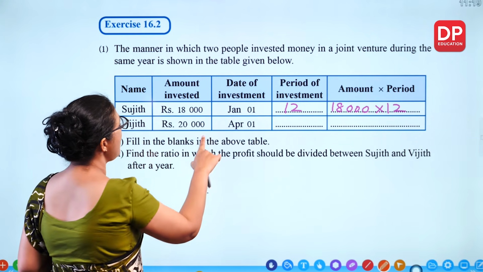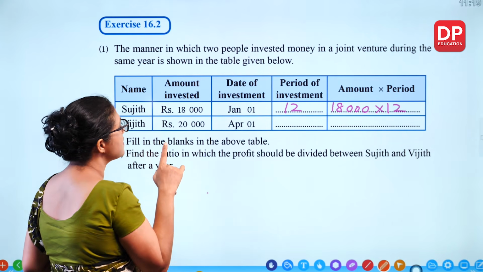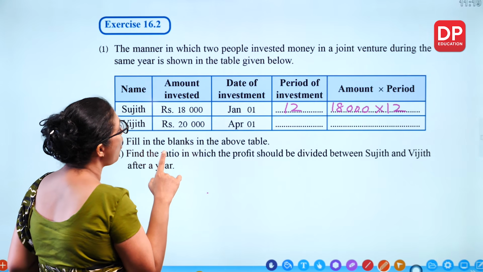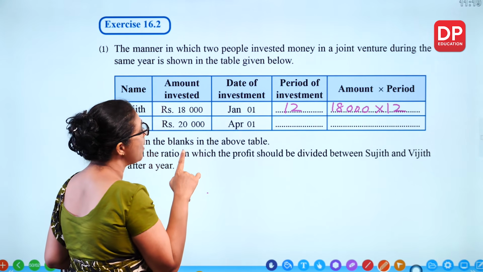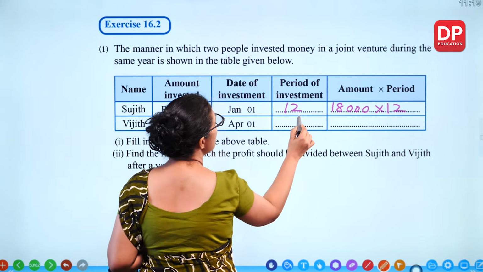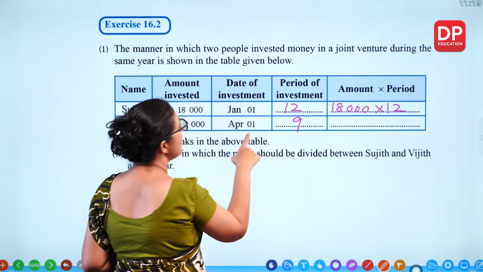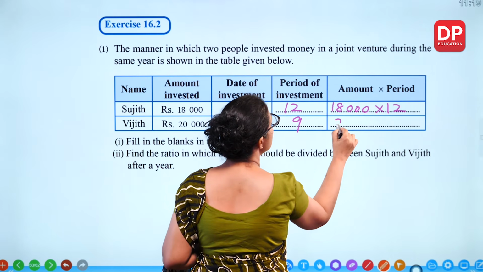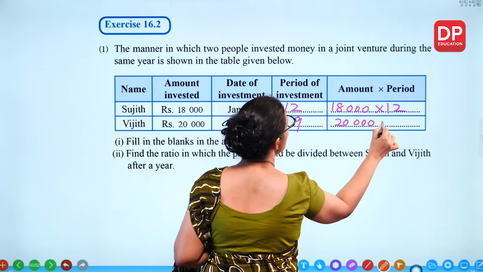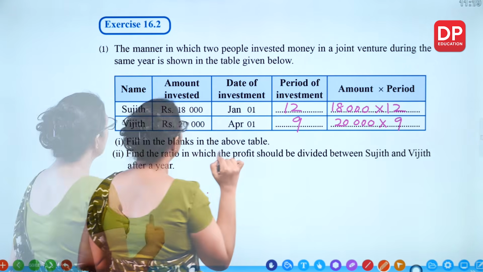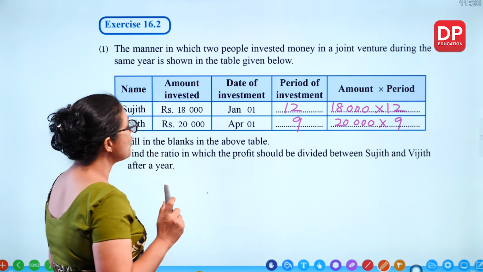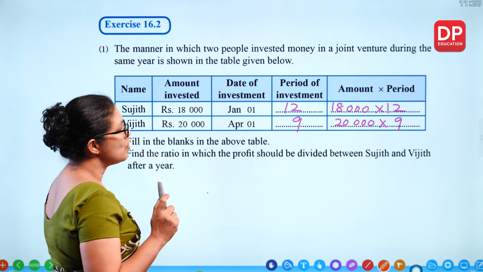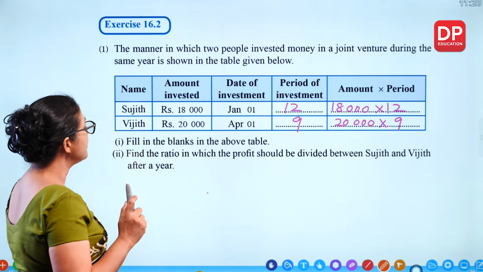Now here, April started. How many months? April, May, June, July, August, September, October, November, December. 9 months. So what's the amount into period? 20,000 into 9. Find the ratio in which the profit should be divided between Sujit and Vijit after a year.